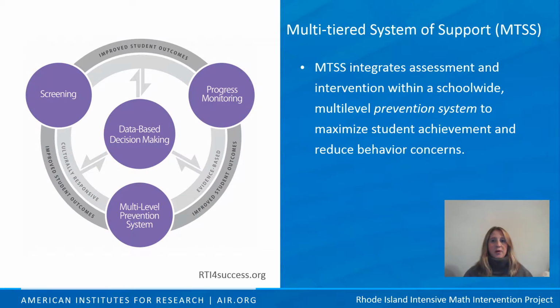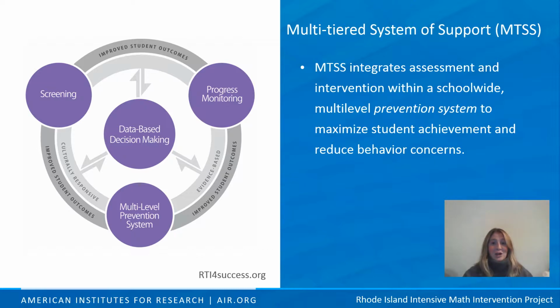Multi-tiered System of Support, or MTSS, integrates assessment and intervention within a school-wide multi-level prevention system to maximize student achievement and reduce behavior concerns. The multi-level prevention system builds upon a strong core, yet in mathematics, there has been no significant change in average mathematics scores for 4th or 8th graders compared to 2015 NAEP scores, and there's been a decrease in scores for lower performing 4th and 8th grade students compared to the NAEP scores in 2015, meaning many students struggle in mathematics, not just those identified as needing tiered instruction.